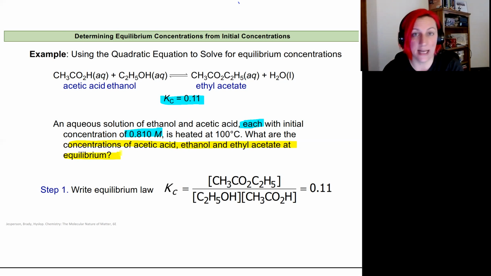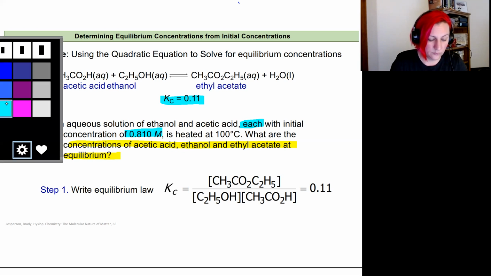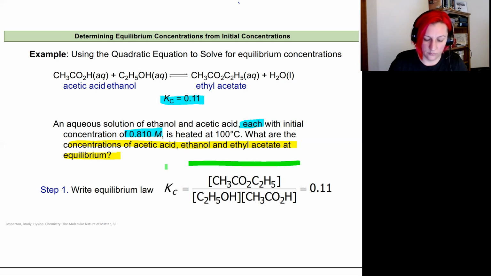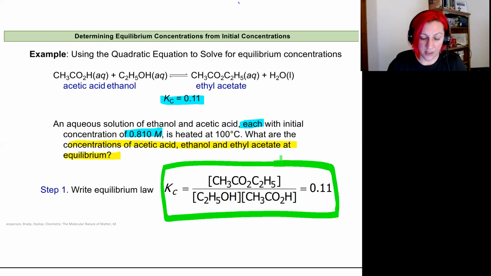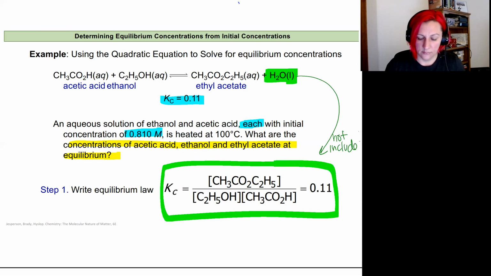So we're going to use the same problem solving strategy we just saw. So let's go through those steps together. Step one, we write our equilibrium law. So we've got that right here. Something I'm going to point out about this one is that water is not included. It's not included because it is a pure liquid. It's the solvent to our reaction. We have so much of it around that it's not actually having an impact on where equilibrium lies.